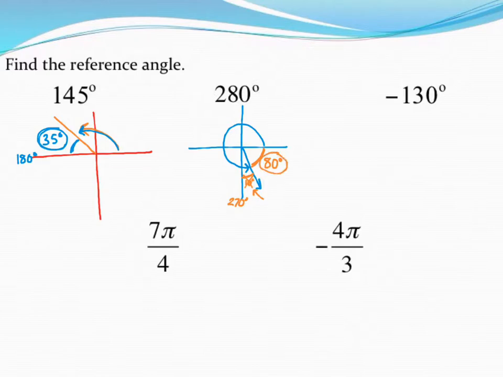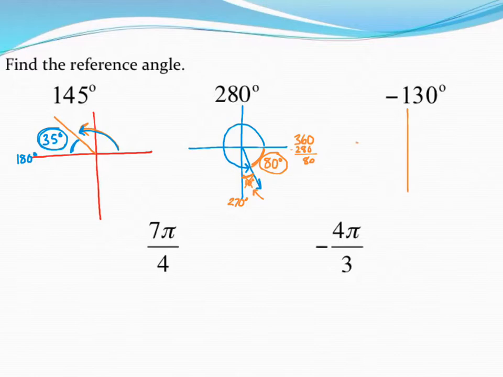Some other ways to think about this: I know a full circle is 360. I haven't gone quite a full circle. I've only gone 280. So I could subtract and also find 80 that way. So again, there's some simple geometry that we can use to find these reference angles. All right. Last up, we've got negative 130 degrees.